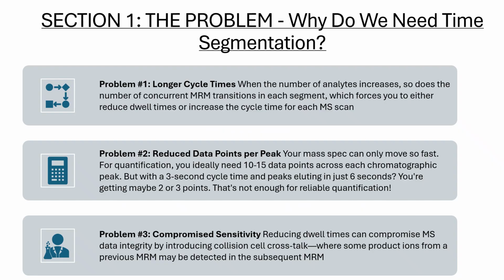Now before we talk about the solution, let's understand the problem. Imagine you're developing a method to analyze 200 pesticides in a single run. Each pesticide requires at least 2 MRM transitions, one for quantification and one for confirmation. So 2 into 200 is 400 peaks. Now here's the catch. Your triple quadrupole mass spectrometer has to cycle through all of these transitions continuously throughout your entire LC run. And here's what happens.